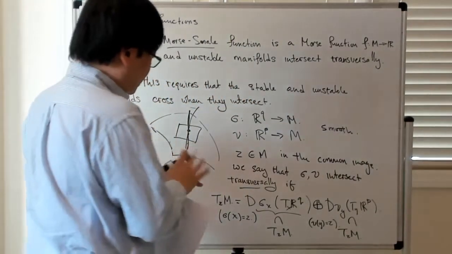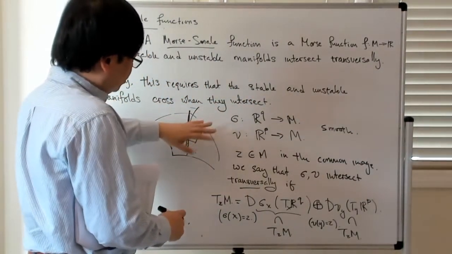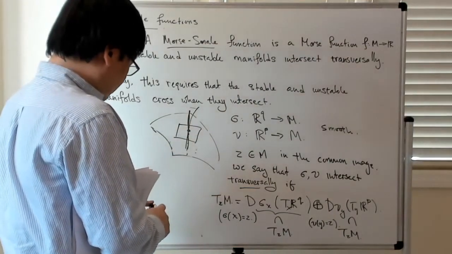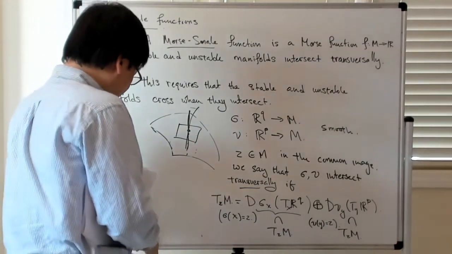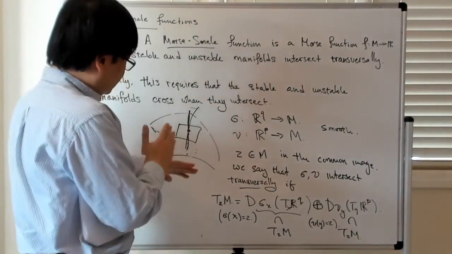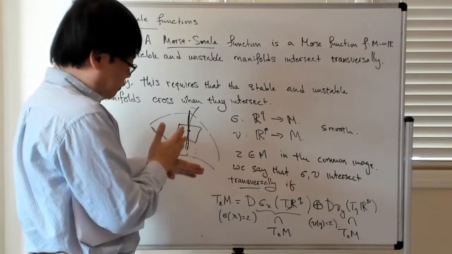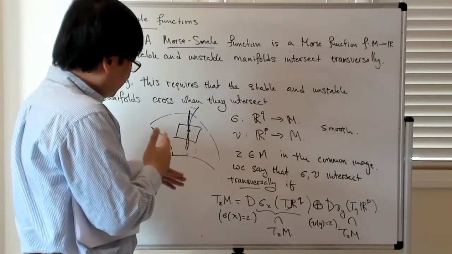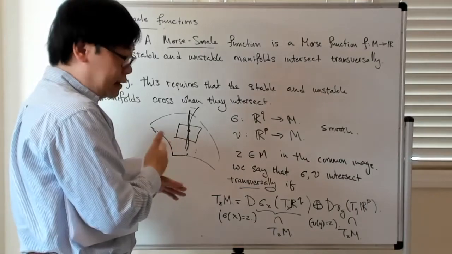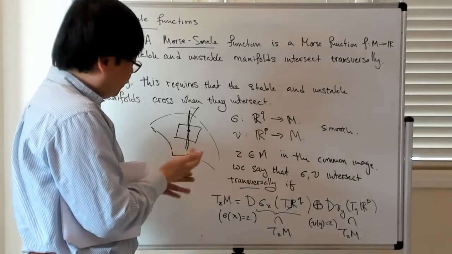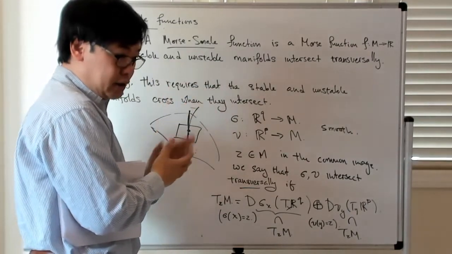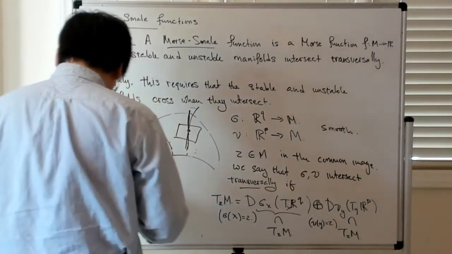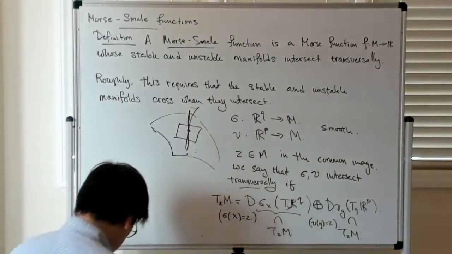Depending on the dimension of the manifolds which intersect, it's not to say that they can't have a situation where the intersection of the tangent spaces is just a point, but it has to be that the span of those two tangent spaces together spans the entire tangent space in M.